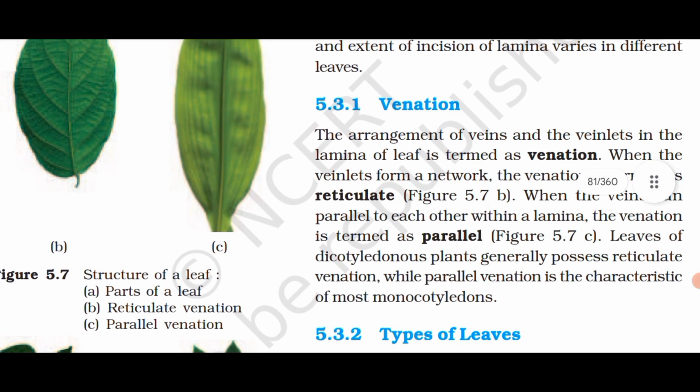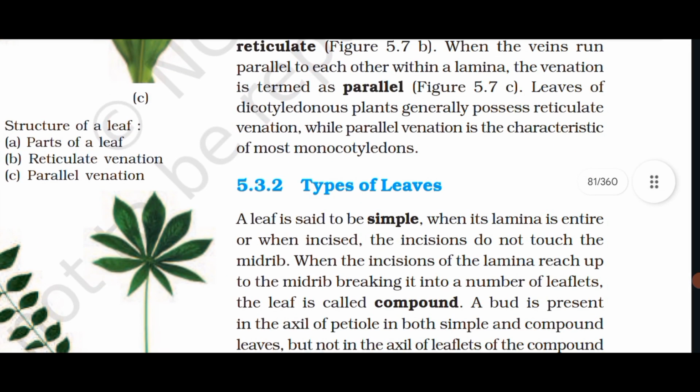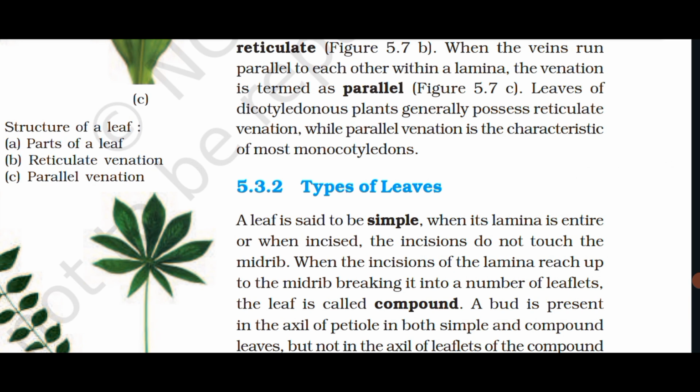5.3.1 Venation. The arrangement of veins and veinlets in the lamina of a leaf is termed venation. When the veinlets form a network, the venation is termed reticulate. When the veins run parallel to each other within a lamina, the venation is termed parallel. Leaves of dicotyledonous plants generally possess reticulate venation, while parallel venation is the characteristic of most monocotyledons.